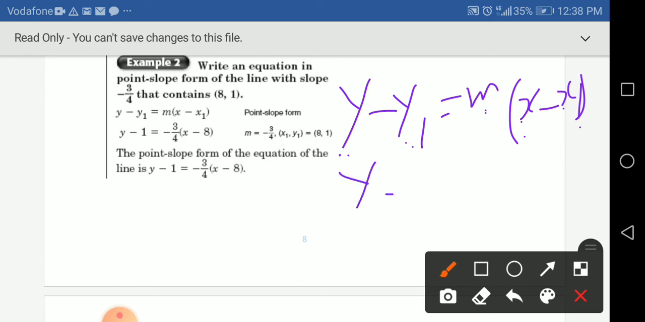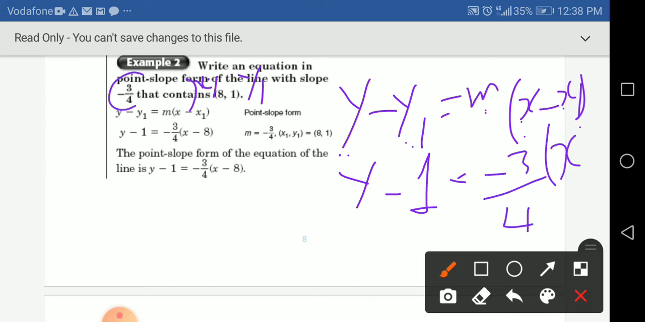Okay, I don't know the value of y. Y sub 1, I have here x sub 1 for 8 and y sub 1 for 1. So y minus y sub 1, y sub 1 is 1, equal m here negative 3 over 4. Okay, x, I don't know the value of x sub 1 is 1. So this is the answer, miss. Yes, this is the answer.